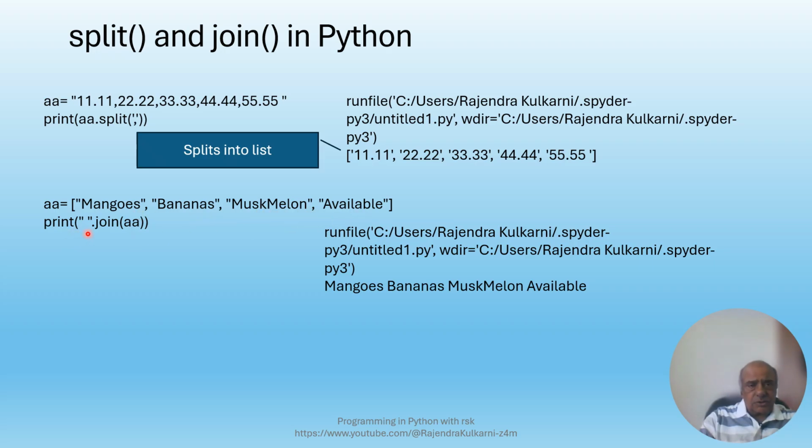After execution of the dot join function, where A is being passed to join, what we get is all these elements of the list converted into a single string separated by a space, because we have mentioned a space here.